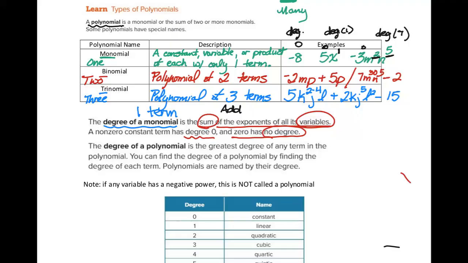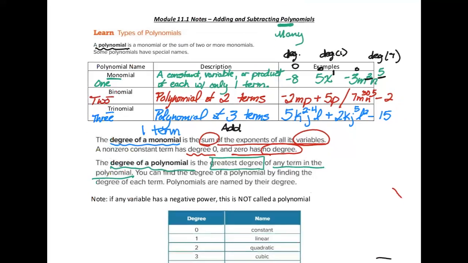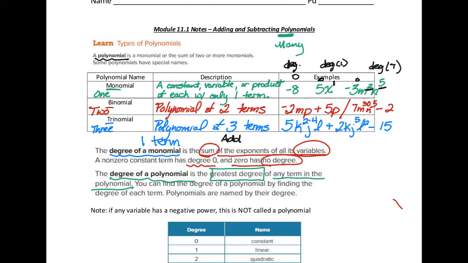A degree of a polynomial is a little bit different. It is the greatest degree. As Muhammad Ali used to say, I am the greatest. No? The greatest degree of any term in the polynomial. So you don't add each of them up for the whole polynomial. You find the degree of each one. So let's do the degree of this first binomial.